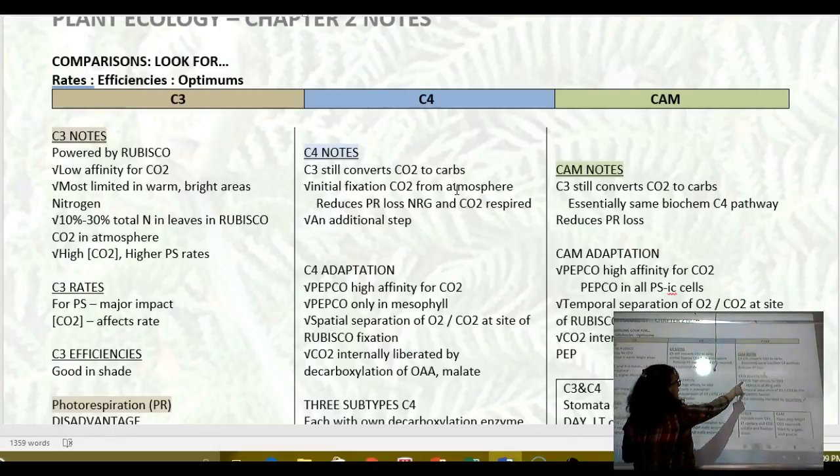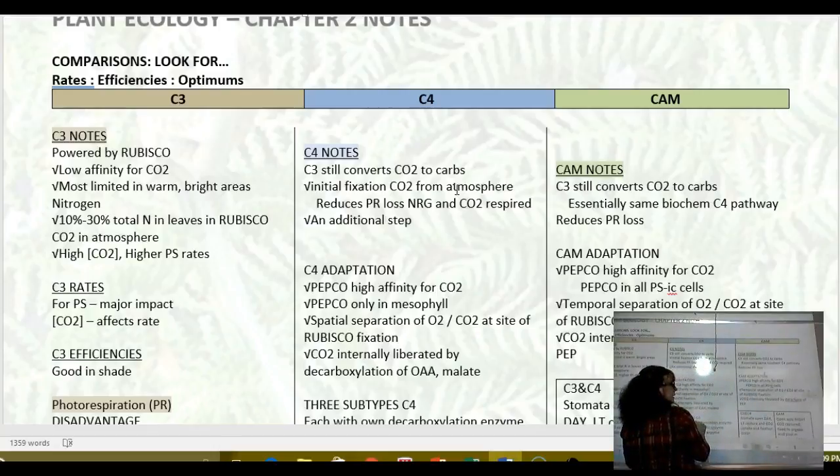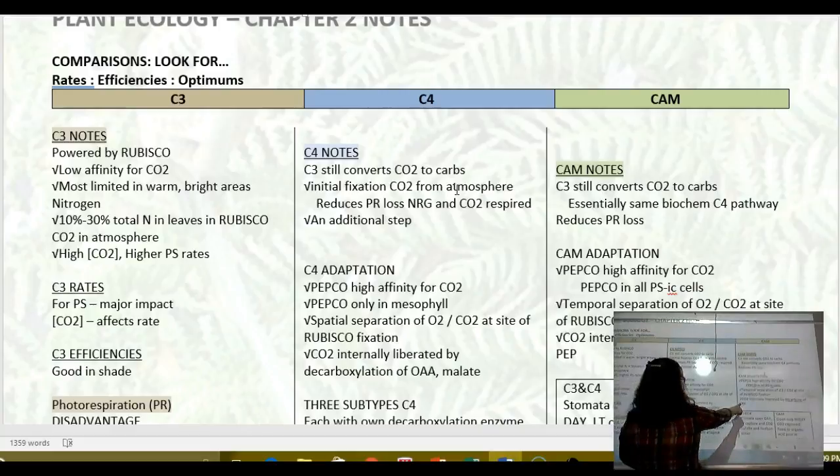Over here, the adaptations, we have PEPCO, again, high affinity for CO2, PEPCO in all photosynthetic cells. Temporal separation of oxygen and carbon dioxide, where Rubisco is fixing CO2. CO2 internally is liberated by decarboxylation of PEP here, and decarboxylation of OAA or malate here. See the difference? Direct comparisons, okay? And moving on down.